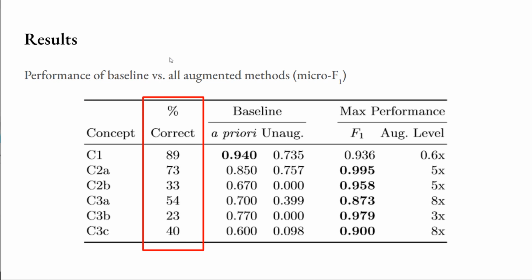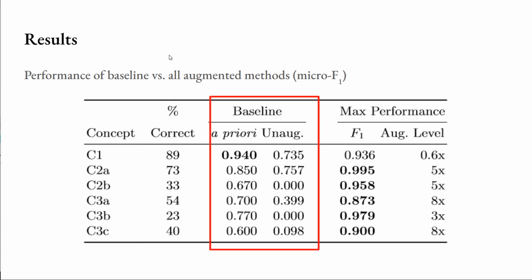The next column indicates the amount of correct responses and is an indicator of data imbalance. A number higher than 50% indicates that there were more correct answers in the data than incorrect, and a number less than 50% indicates that the majority of the answers were incorrect.